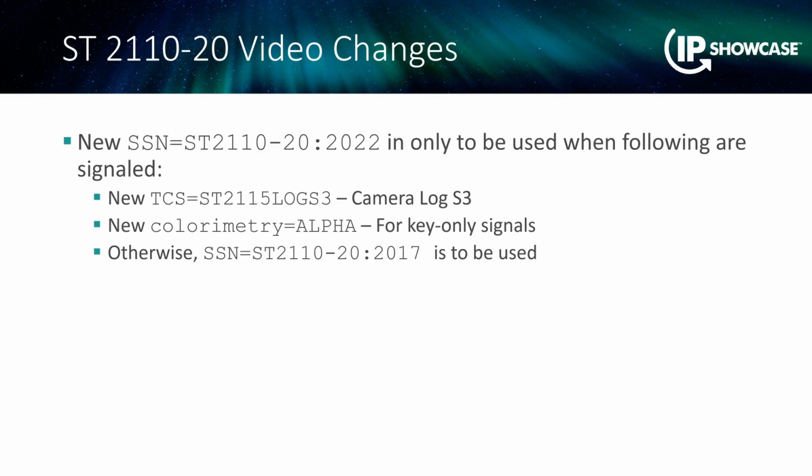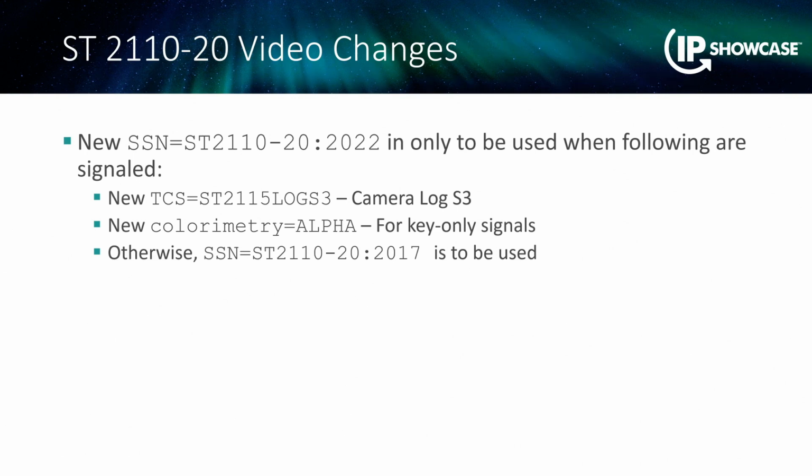And basically, this was some housekeeping. We created a new transfer characteristic to support the camera log S3 format. There's a very big manufacturer that happens to like that video format. And it's a SMPTE standard. You can see there, ST 2115. There's a new colorimetry spec in there called Alpha, which means that it's brightness only. It's a single channel used for masking.